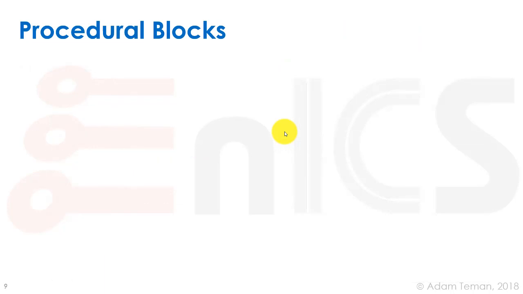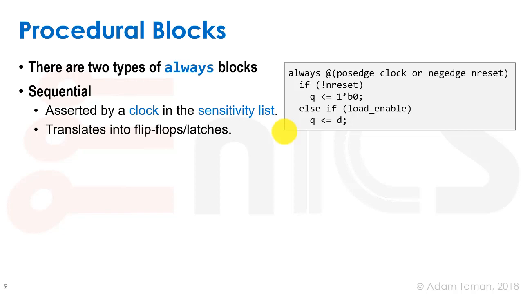Okay, so those are our procedural blocks, and there are two types of always blocks, and this is really the heart of writing any RTL. Okay, so the two types of always blocks are first the sequential block, and that's what we saw on the previous slide. So a sequential block is used mainly for describing flip-flops. So as we saw before, this code over here is a rising edge flip-flop with a low reset signal that has a load enable also on it.